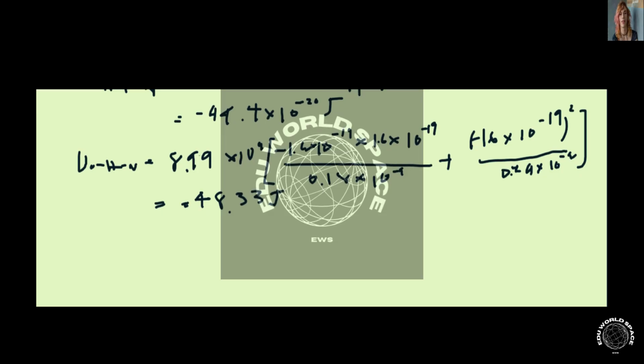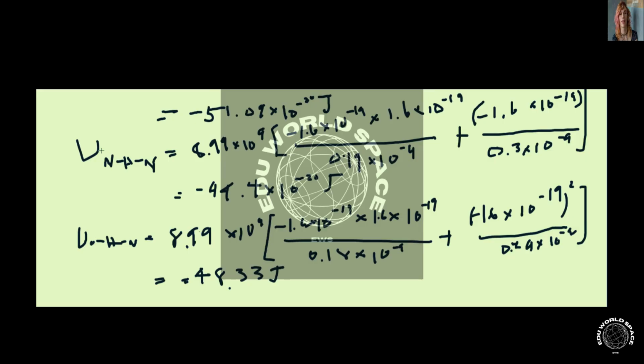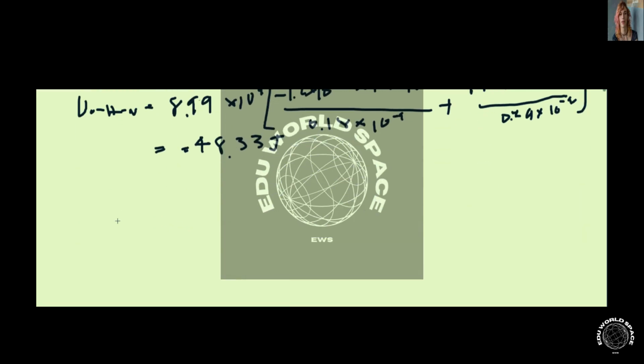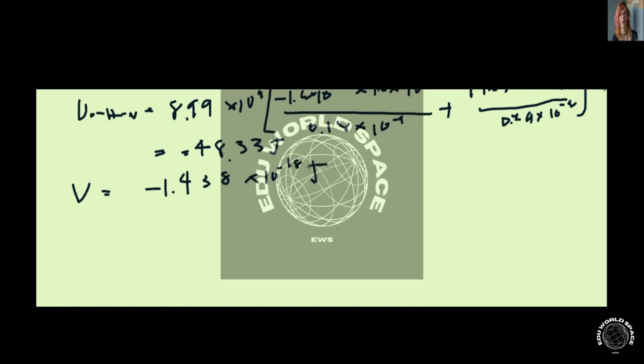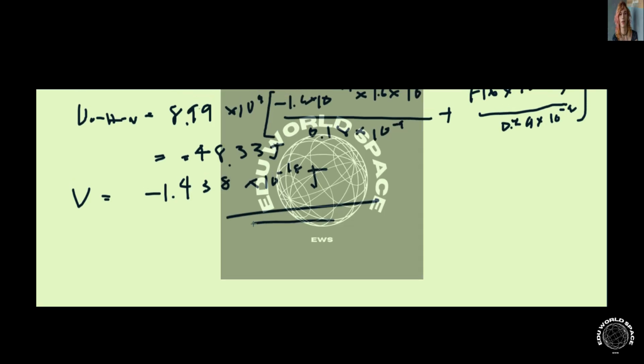So now if you add these three potentials together, we get that the final potential of the guanine and the cytosine bond is equal to negative 1.438 times 10 to the negative 18. And don't forget the units, joules. So this is our final answer, and thank you for listening.